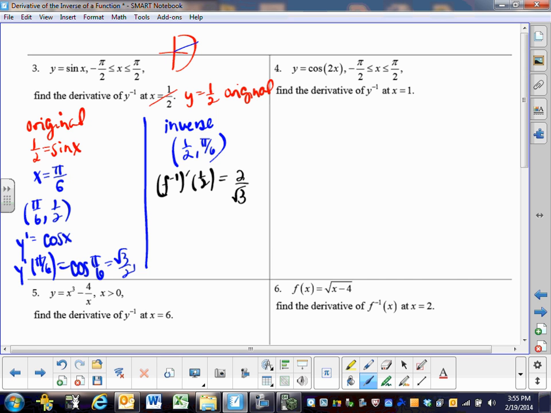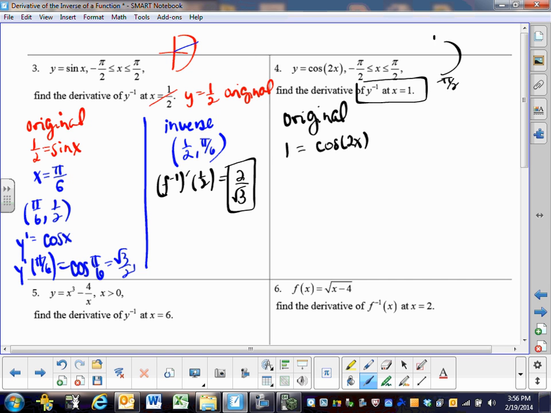So on the original, we have 1/2 equal to sine x. Notice our interval is from -pi/2 to pi/2. So y equals 1/2 means that x has to equal pi/6. So the original point is pi/6, 1/2. That means that the inverse point is 1/2, pi/6.